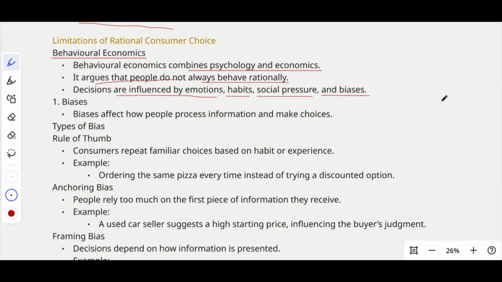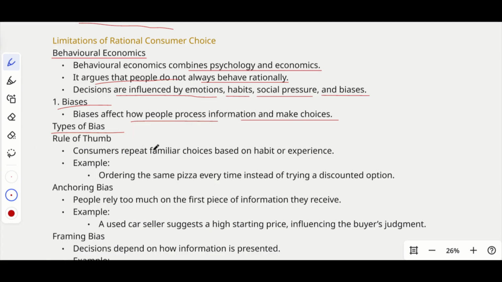So we have some emotional attachment to some things. So we might buy it without considering its uses or any other factors, and some social pressures, biases, our habits, all this. So we will start with the biases. So what do we mean by bias? Biases affect how people process information and make choices. So the same type of thing, we can take it in a positive mode and negative mode, right? So that is how the bias is affected.